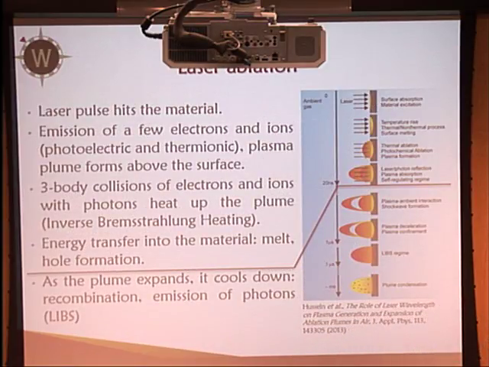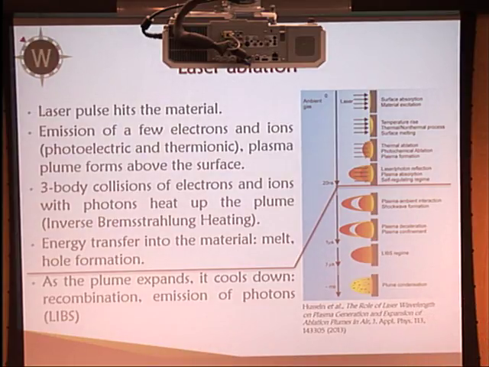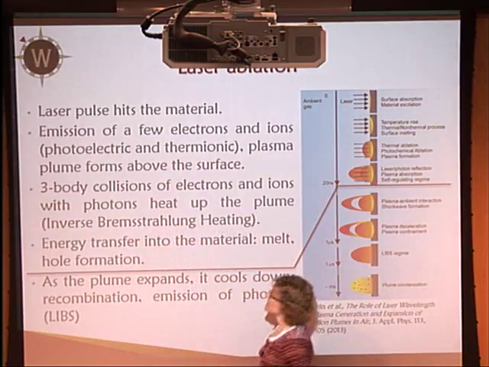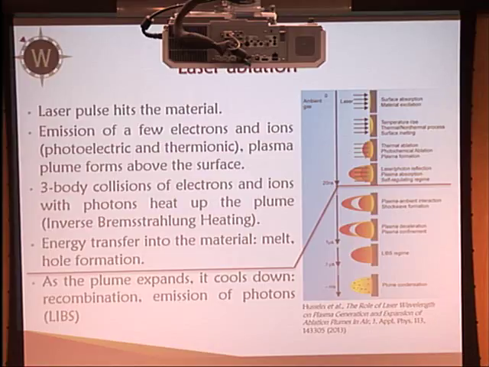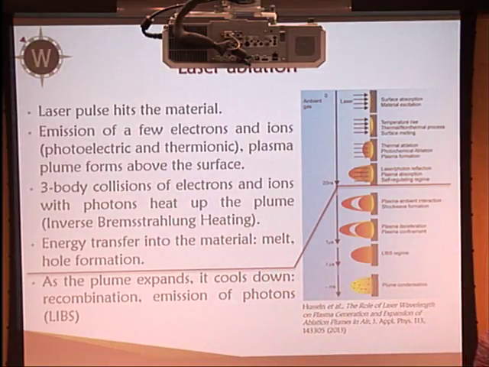Okay, let me tell you a little bit about what laser ablation is, what the time scales are, what really happens. So your laser pulse hits the material, and as it hits the material, you emit a few electrons, a few ions, also a few neutral atoms, and those start forming a plasma plume above the surface. And then you can have a thing called inverse Bremsstrahlung heating, which is a three-body collision between one of these electrons, an ion in the plume, and another photon from the laser. And that heats up this plasma. Now, in addition, you can have coupling between the plasma and the material, and that leads to the hole formation in the material, and it also leads to some melting in the material. Now, all of that happens on the order of a few 10 nanoseconds for a nanosecond laser.